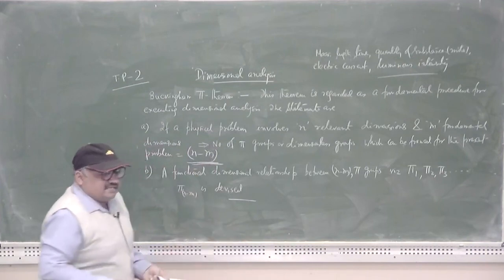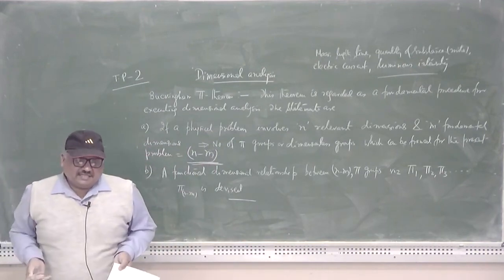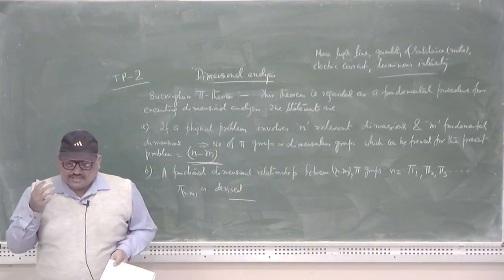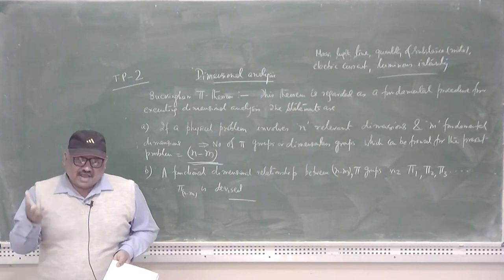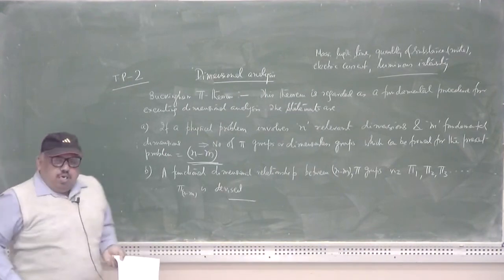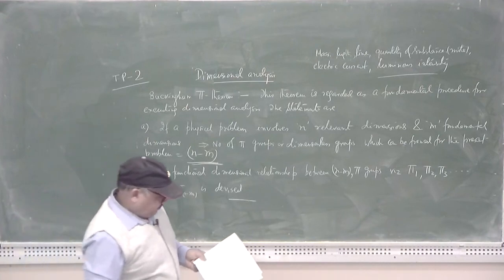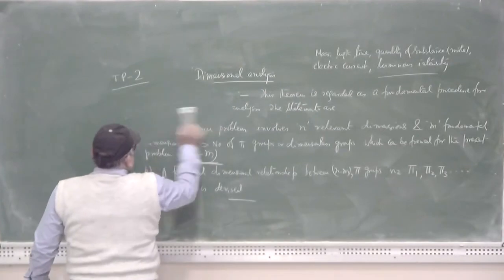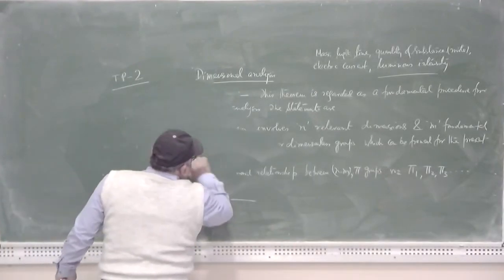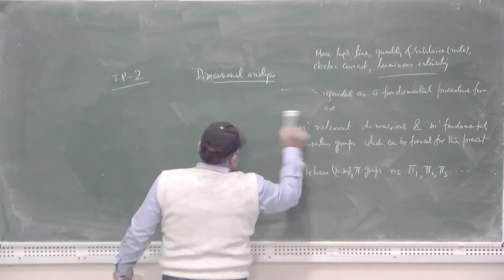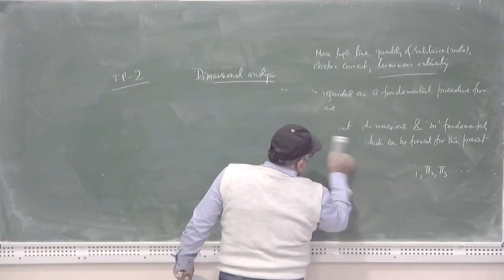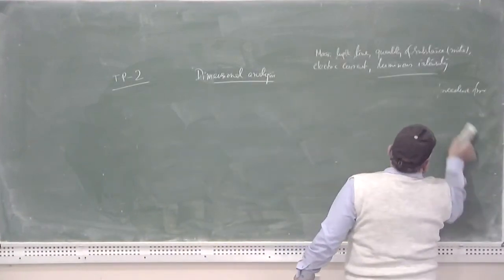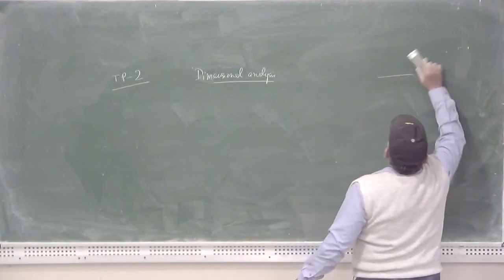The question arises, what are the necessary things which must be known in order to devise the functional dimensional relationship? In order to devise this functional relationship, you must have an idea about the scale variables. Again, the scale variables are those variables which cannot be grouped together to form a dimensionless group.